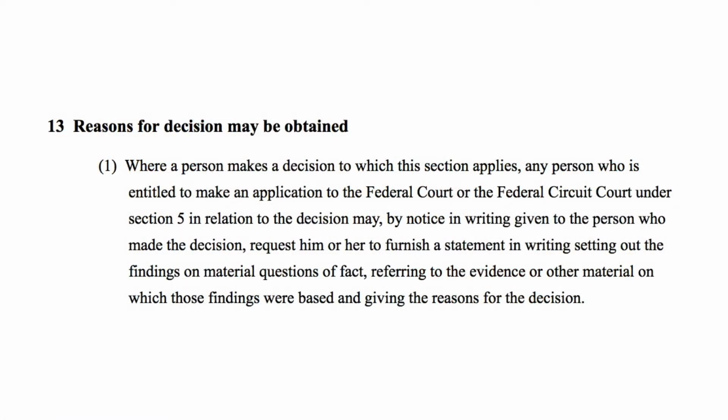If your client has received a decision and they disagree with that decision, there's an important step that can be taken immediately, before you even identify grounds for review. And that step is to request a statement of reasons. Section 13 of the ADJR Act says that any person who has standing to seek review of a decision can request a statement of reasons in writing, setting out the findings on material questions of fact, referring to evidence or other material on which those findings were based, and giving the reasons for that decision.